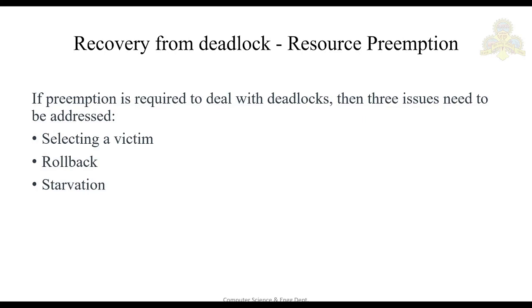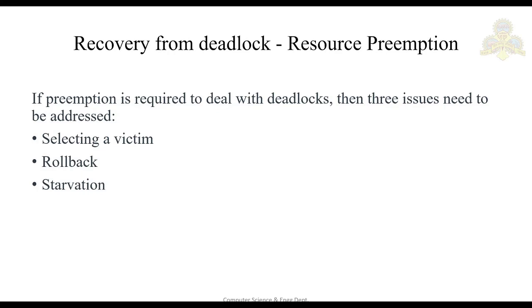So as in your process termination, we must determine the order of your preemption to minimize the cost. So cost factors may include parameters such as the number of resources a deadlock process is holding and the amount of time the process has. So all these factors have to be considered while selecting your victim. That means a process or the resource which has to be terminated or which has to be preempted.